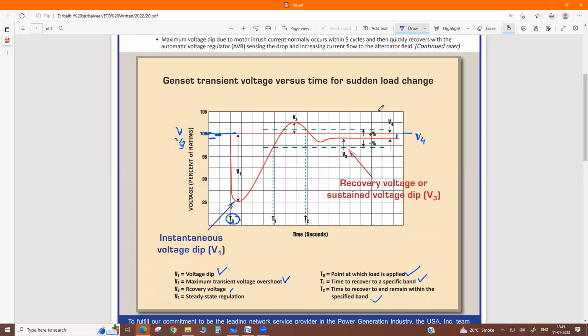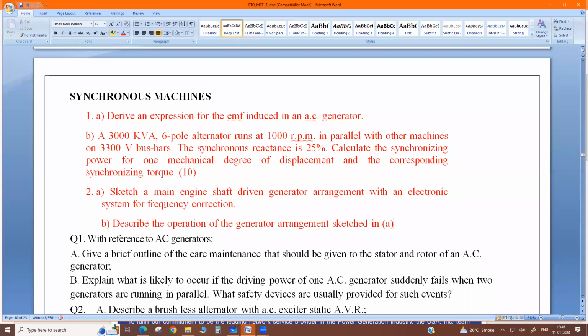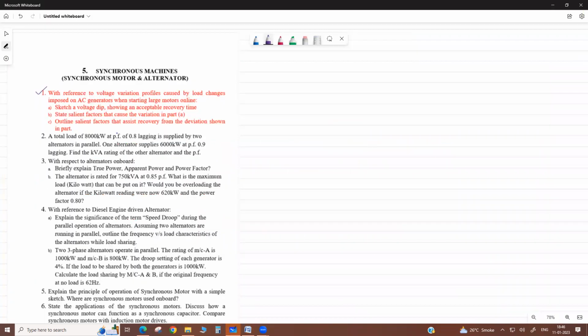Just make this diagram and write these times and voltages, and the factors, because it depends on the motor, the method of starting the motor, whether it is a direct online starter or star delta, and the power factor. Correct? Okay. I will put this in the group.